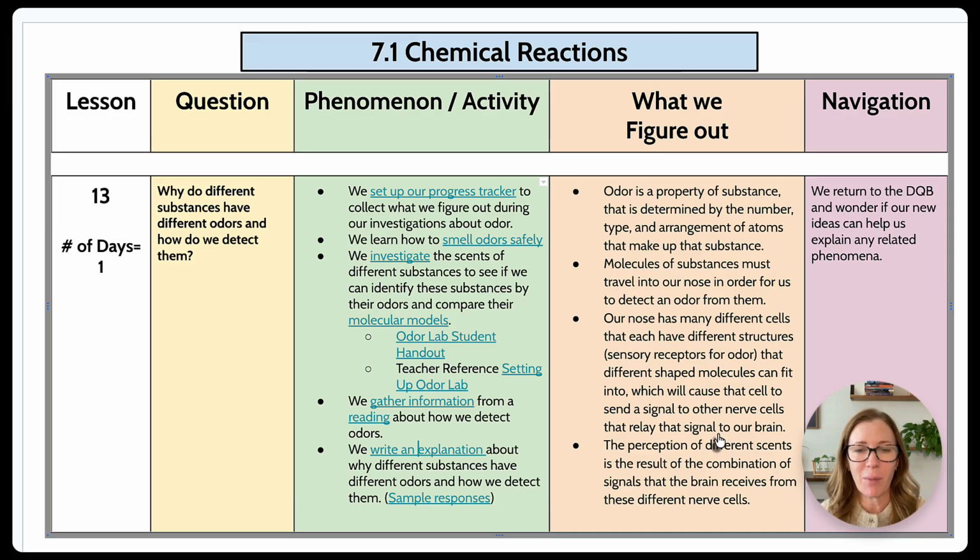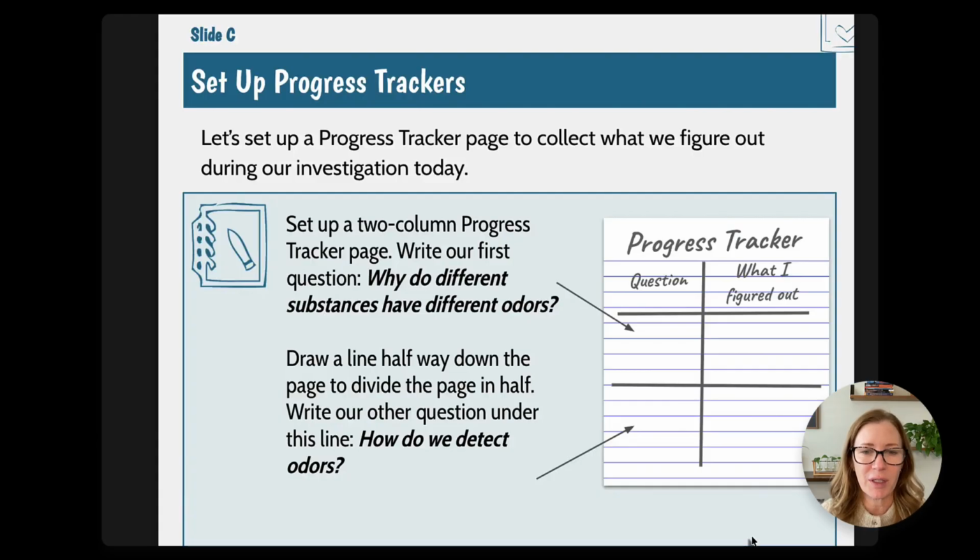So we navigate in by thinking about those questions we have about odor, and we set up our progress tracker to really kind of cover any questions we have about odor. Here's the slide to support you. The two big questions that most of the questions will fall under are: why do different substances have different odors, and how do we detect odors?